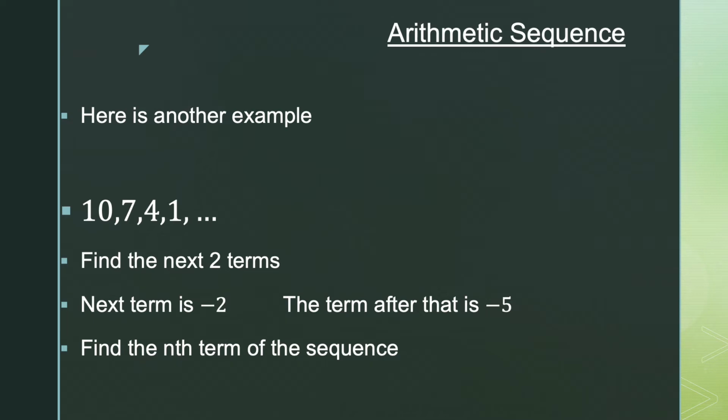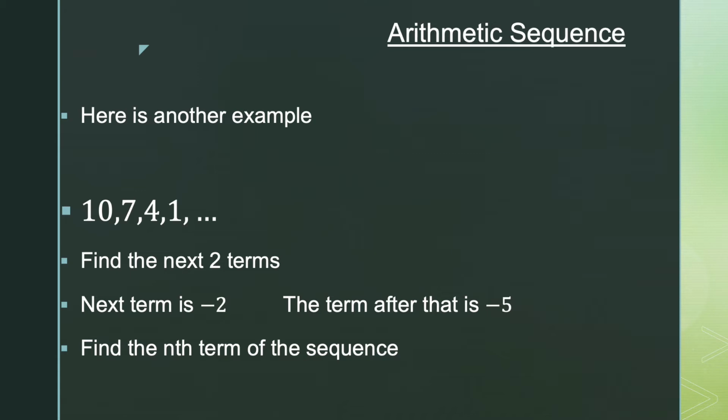Okay, for the next one, we've got the sequence 10, 7, 4, and 1. So, to get from minus 3 to 10, I've got to add 13. So, to go from here to here, I've added 13.